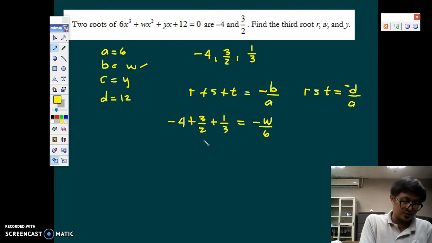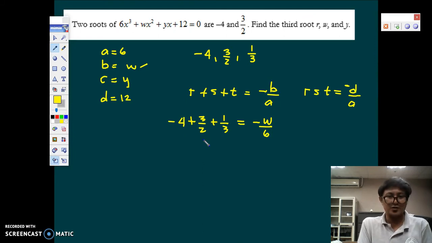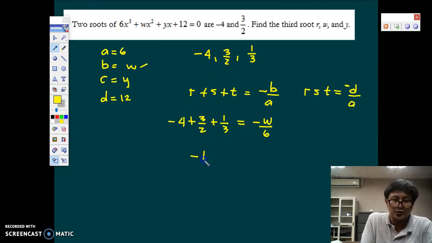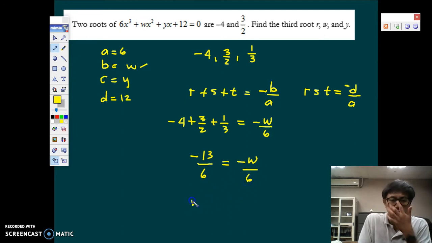I'll just use the calculator, help me out. Negative 4 plus 3 halves plus 1/3. That's negative 13 over 6. So this is negative 13 over 6, and it's equal to negative w over 6. So obviously w is positive 13.